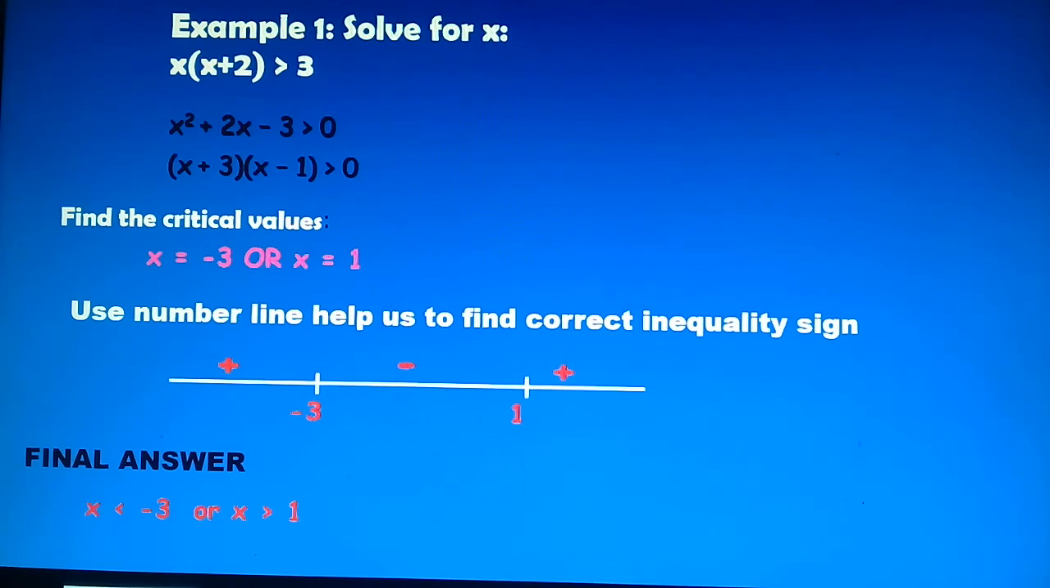The value of x is where x is less than minus 3 or x is greater than 1, because we're interested in the positive signs there. This is our example 1. Wow, how nice is mathematics.